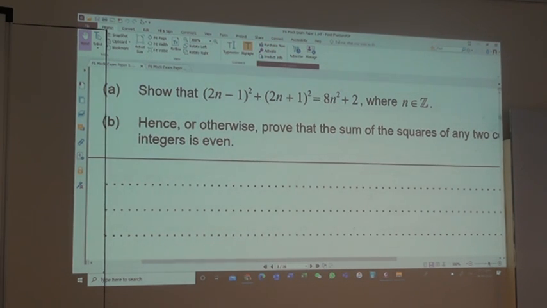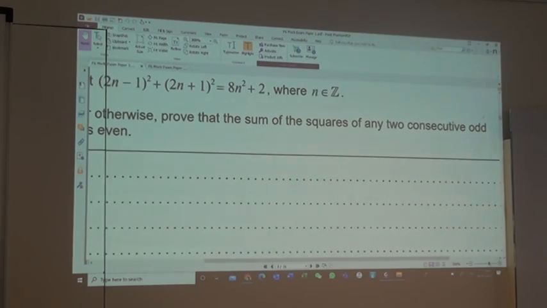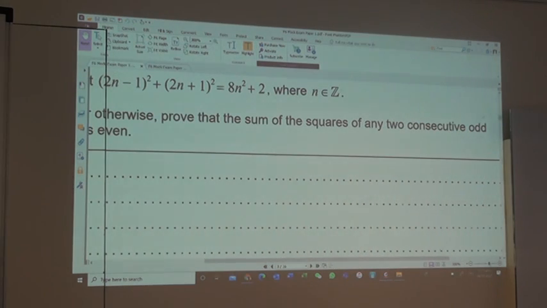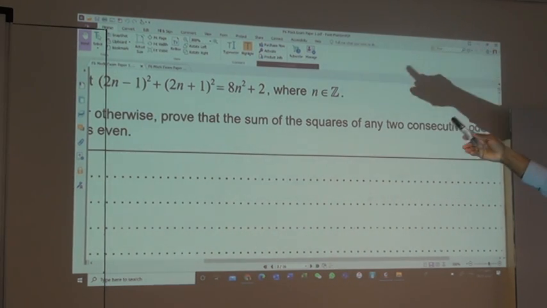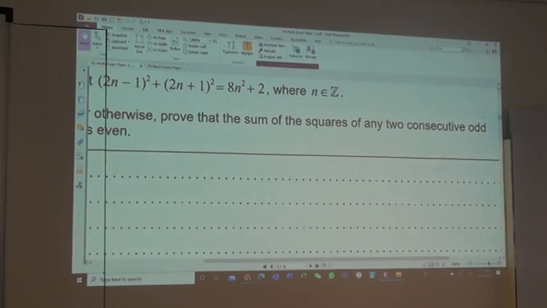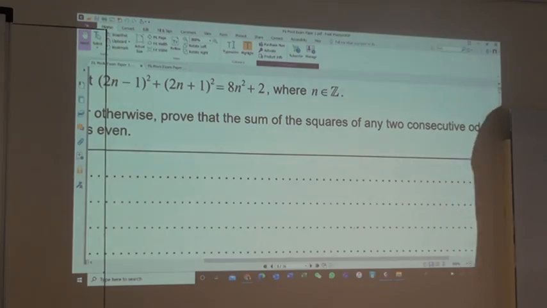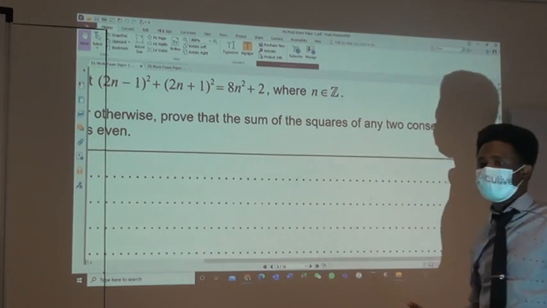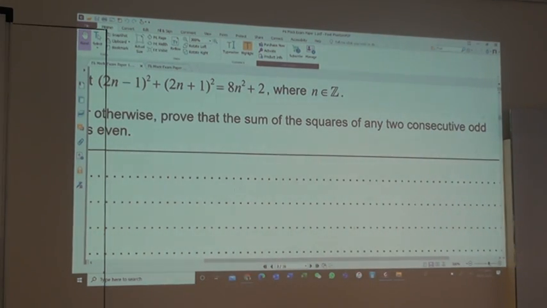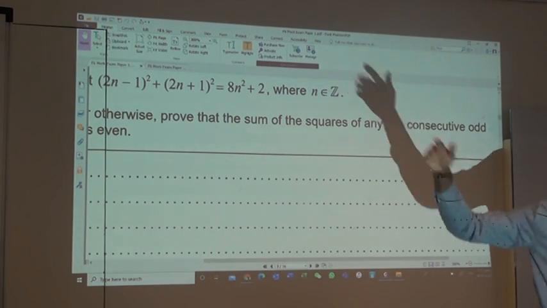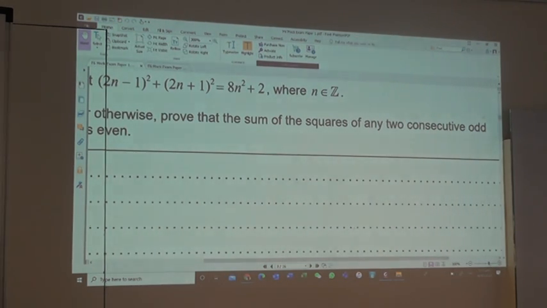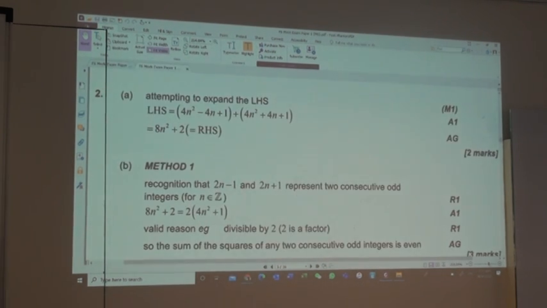This is talking about the sum of squares of 2 consecutive odd. Are these not consecutive odd numbers? So it's just a continuation. Shows that that sum is even. All you have to do is connect this back to this. And all you have to say is, okay, let two consecutive numbers be 2n minus 1 and 2n plus 1. The sum of their squares is going to be that, which is equal to this using A. Understand? Let's see what the mark scheme asks us to see.